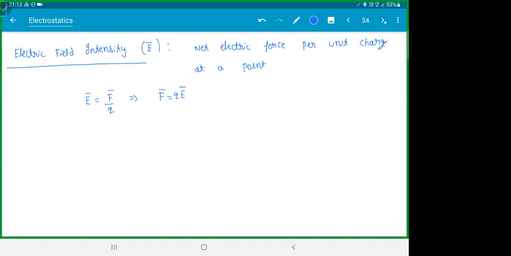F is equal to Q E bar. So if the charge is positive, it will go in the direction of the field. Negative charges will go opposite to the field. Force on positive charges is along the field, on negative charges it is opposite. Vector it is. This is the first thing you need to remember.